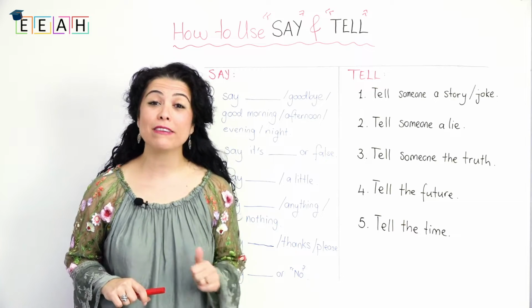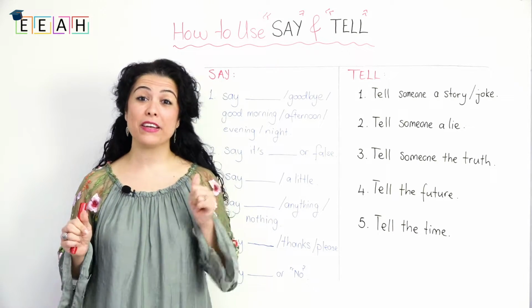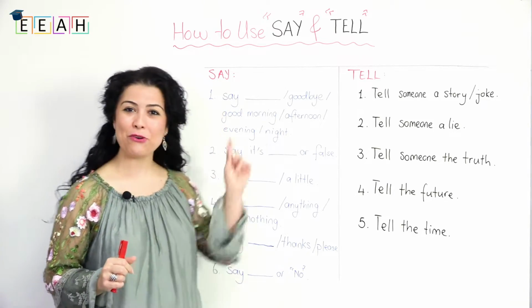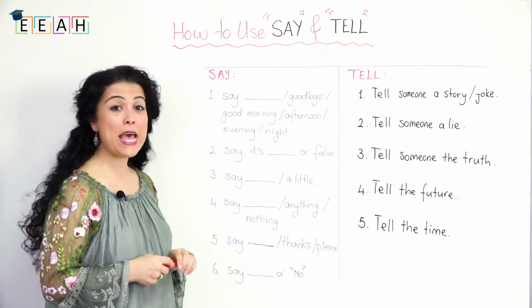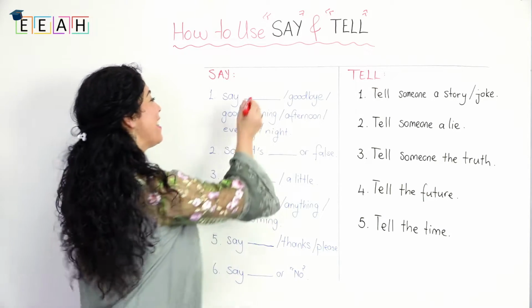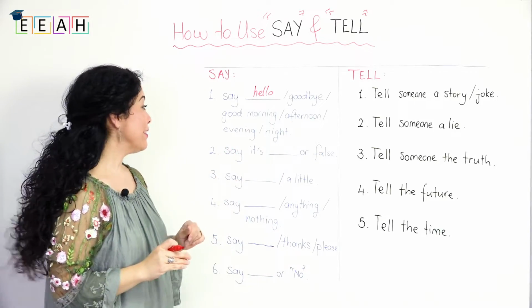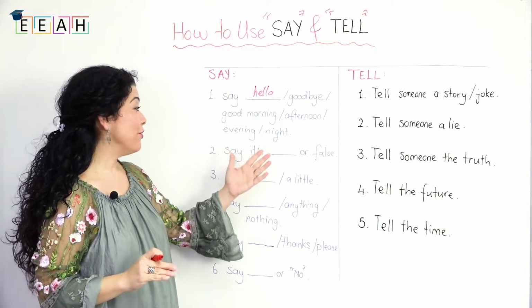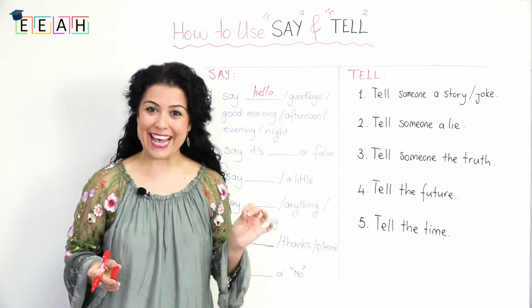Are you ready to practice more? Let's learn some fixed phrases that either go with say or tell. Let's start with say. You can say hello. You can say goodbye. You can say good morning, good afternoon, good evening, or good night. They all go with say.